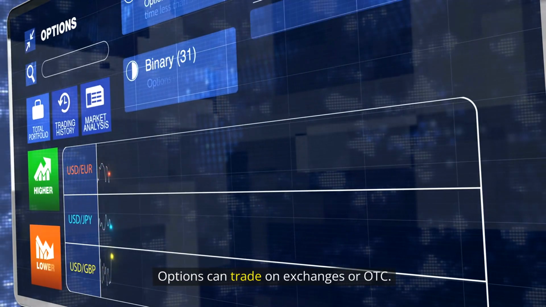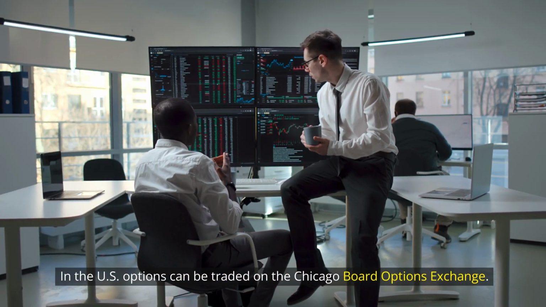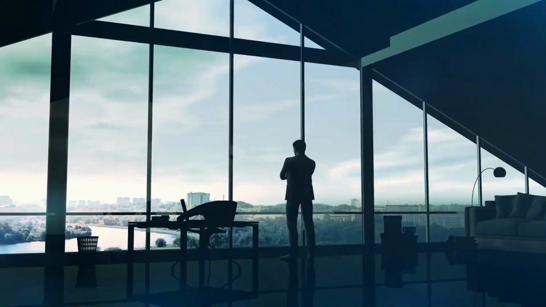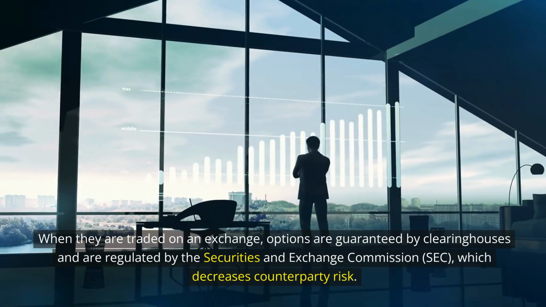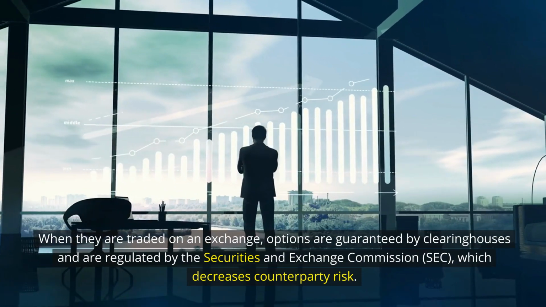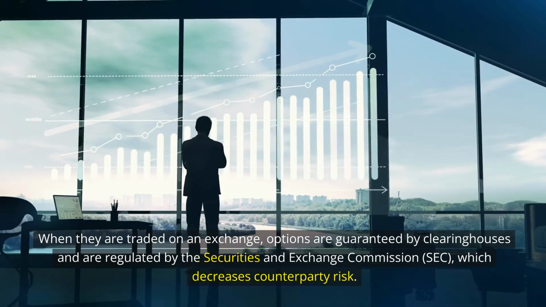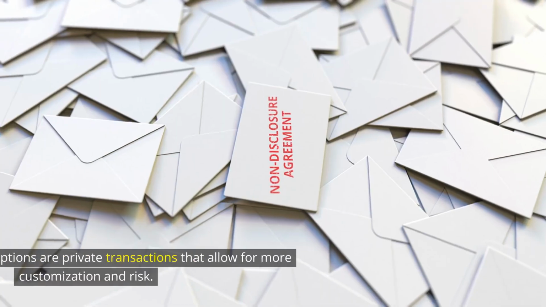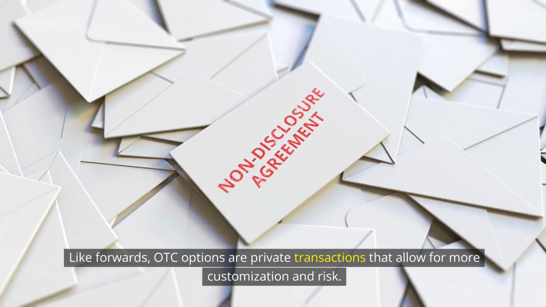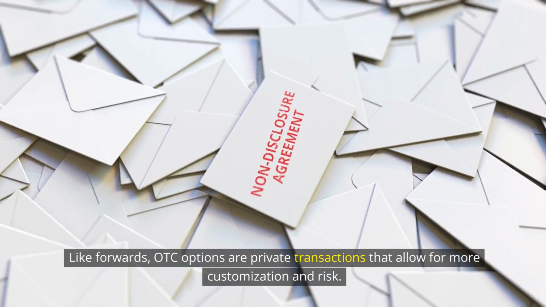Options can trade on exchanges or OTC. In the U.S., options can be traded on the Chicago Board Options Exchange. When they are traded on an exchange, options are guaranteed by clearinghouses and are regulated by the Securities and Exchange Commission, SEC, which decreases counterparty risk. Like forwards, OTC options are private transactions that allow for more customization and risk.